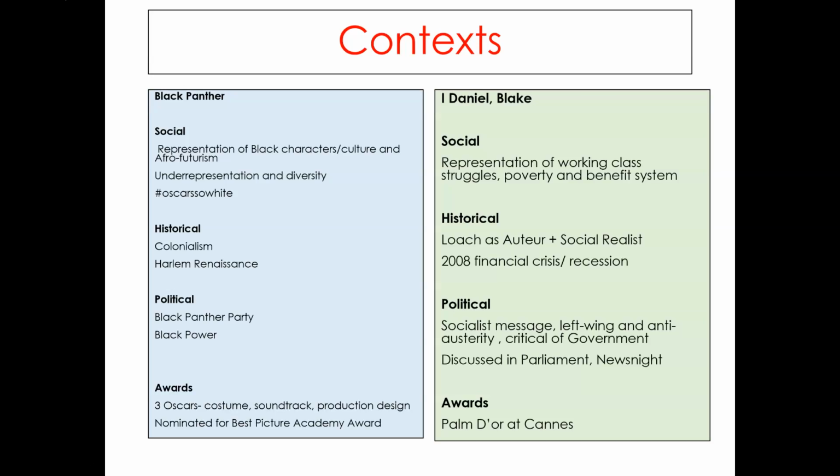Over to I, Daniel Blake then. Well, socially, we know the social issues in the film are important. So this is about representation of class. Again, underrepresented groups. Representation of working class, people's struggles, people living in poverty, and the benefit and welfare system.